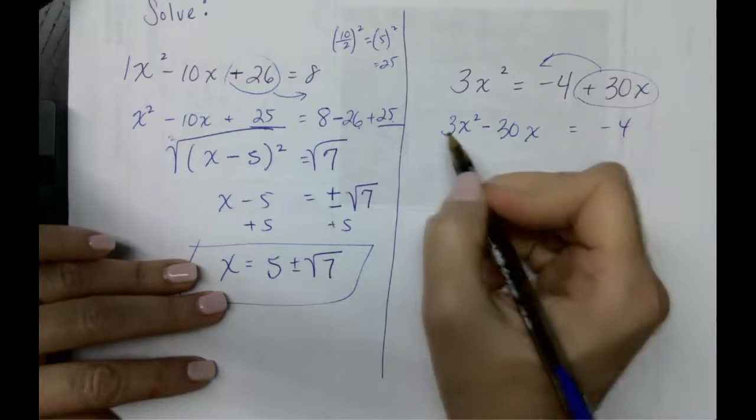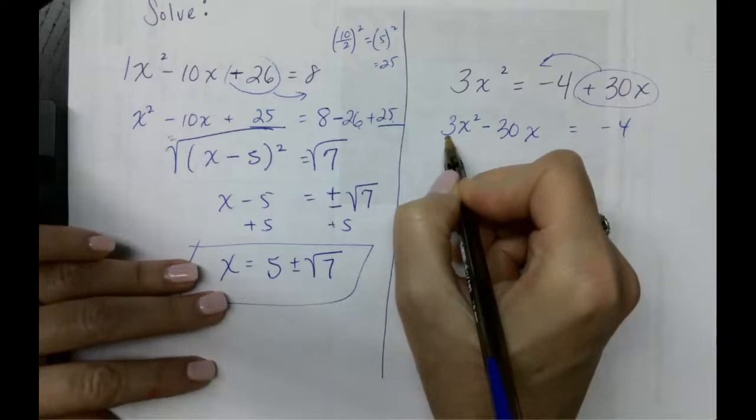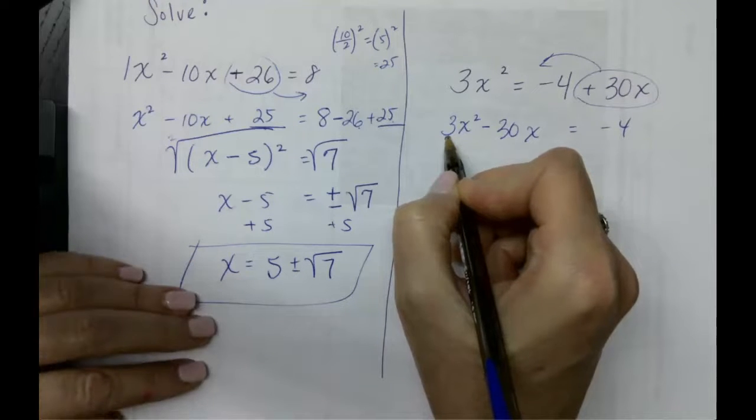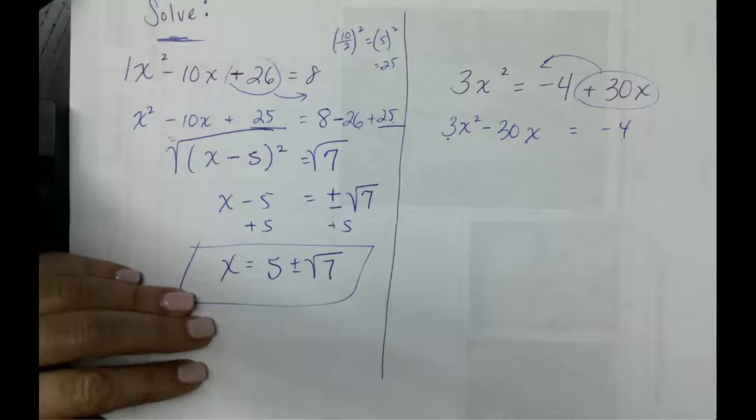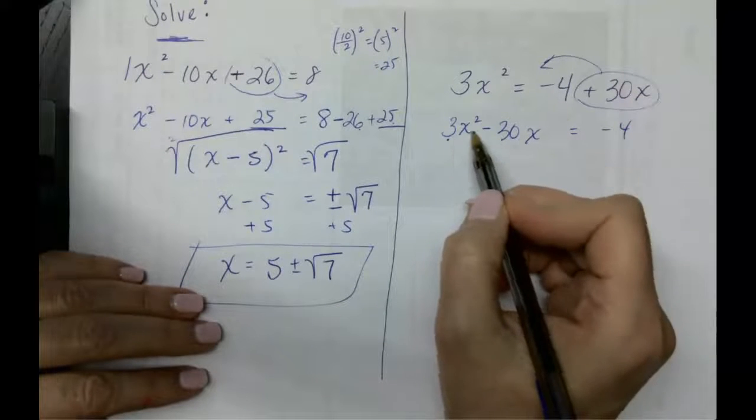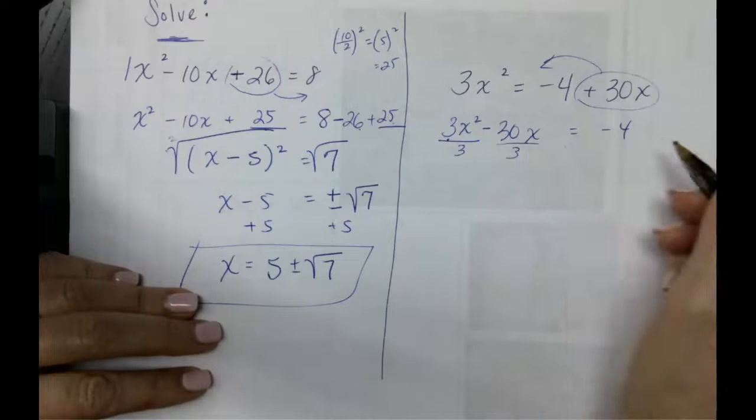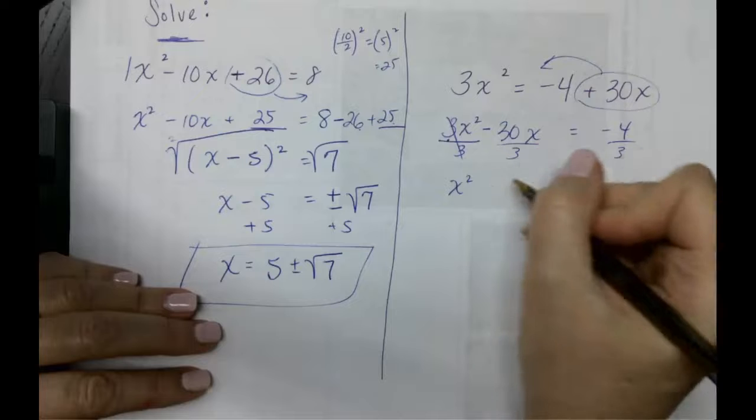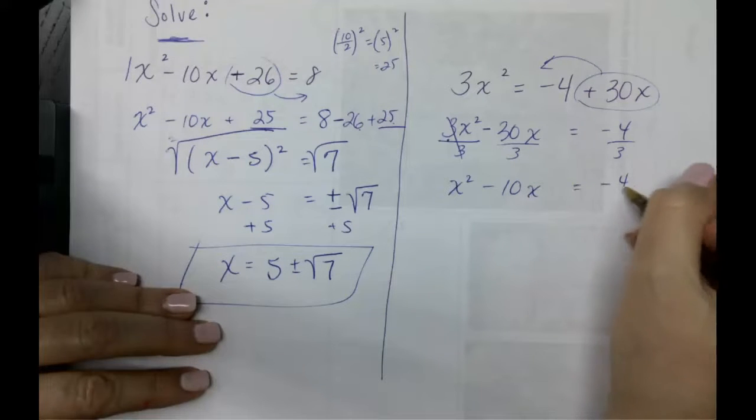Now, remember, we need to take out the a term. So let's dump it in this case, because remember, we are solving. We're not just rewriting, but we are solving. And when we're solving, we want our a term to be 1. So divide by 3, divide by 3, divide by 3. Cancel. So we get x squared minus 10x equals negative 4/3.